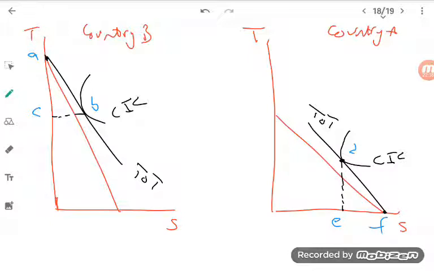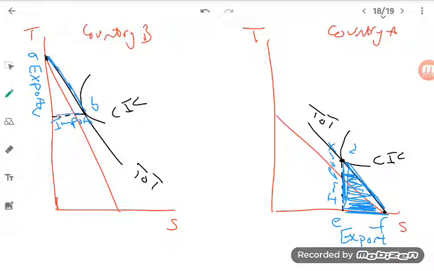Okay, from the figure we have two triangles: ABC, which is the triangle of trade in country B, and EFD, which is the triangle of trade in country A. The sides of the triangle are exports, import, and international trade prices. So this is the triangle of trade. With respect to country B, this is export, import, and TOT. So this is the triangle of trade in country B.